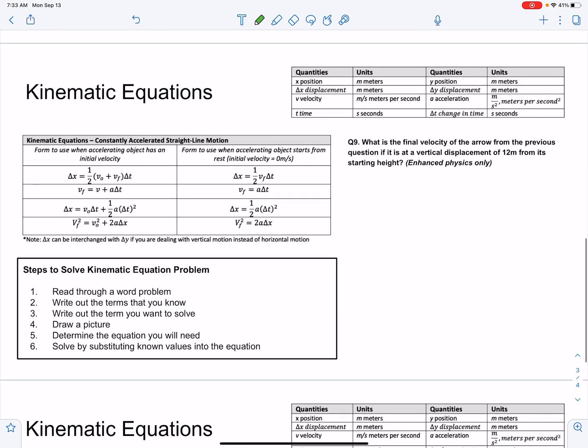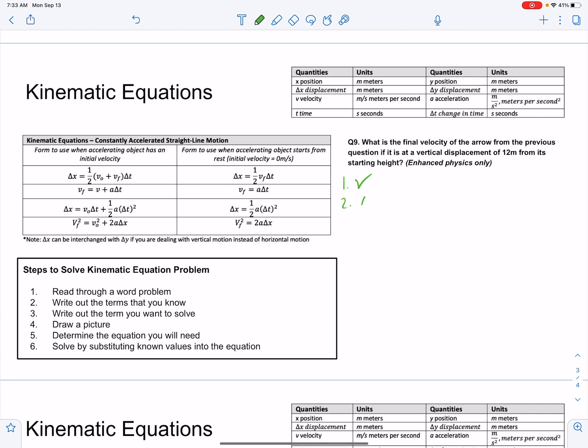Let's try another one. Question 9. What is the final velocity of an arrow from the previous question if it is at a vertical displacement of 12 meters from its starting height? Okay, so step 1, we read the problem. Step 2, we want to write out what we know.